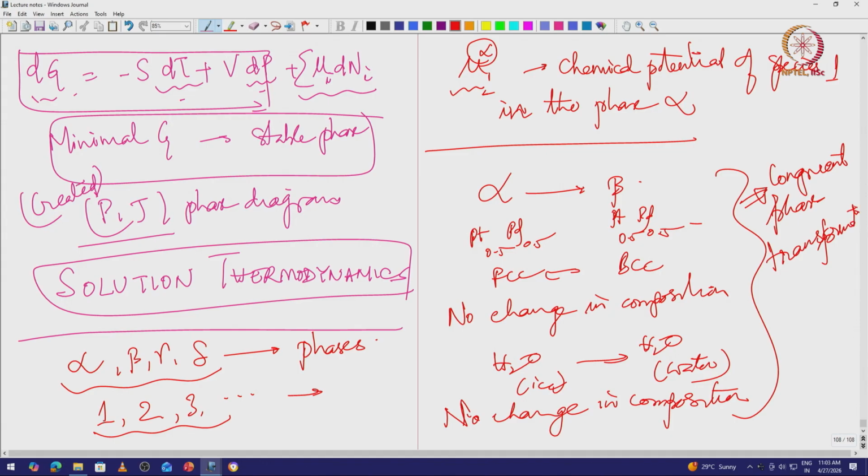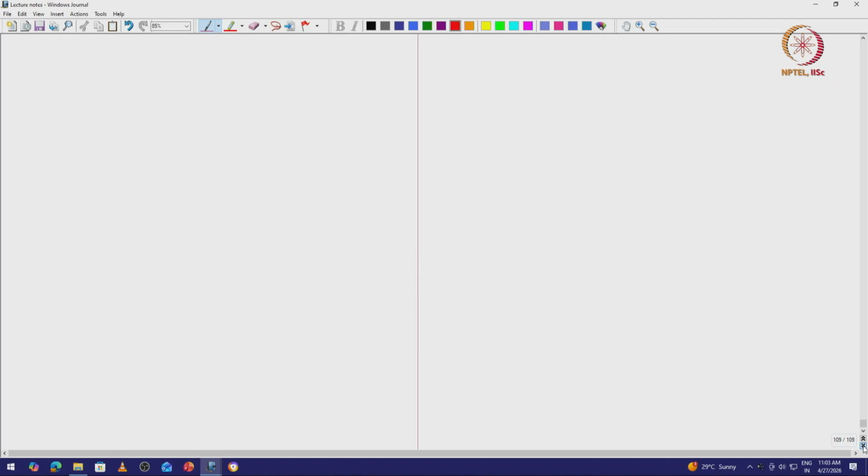So, essentially what we are saying is, I have alpha going to beta, and I said I will add atoms, I will remove atoms and then see how things happen. But the simplest case is not adding atoms, not removing atoms. So, we are back to square one, and these are congruent transformations where at a particular temperature or pressure alpha changes to beta, without a change in composition. Okay, good. So, these are what are called congruent phase transformations.